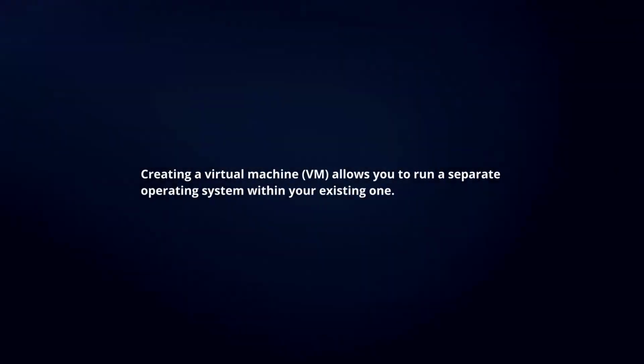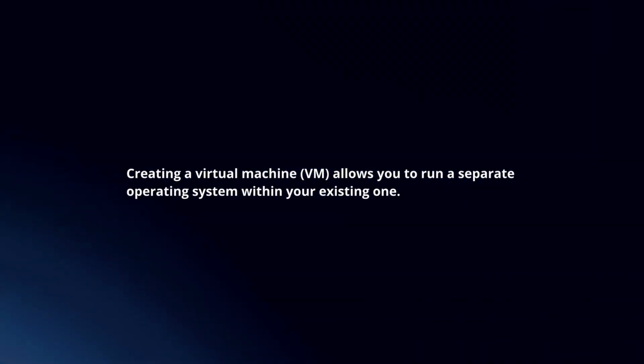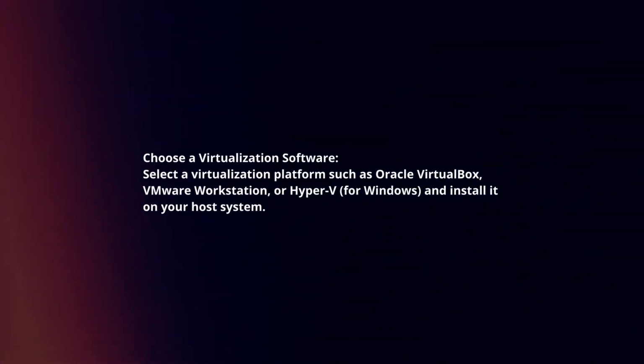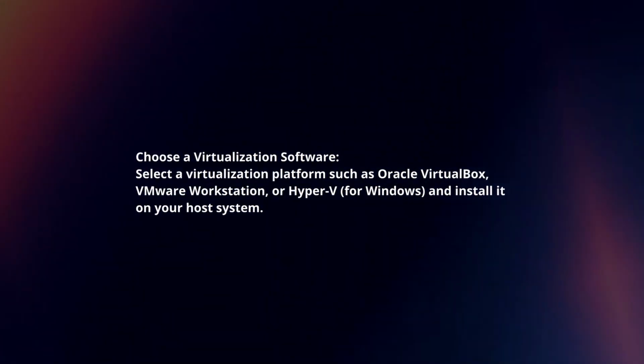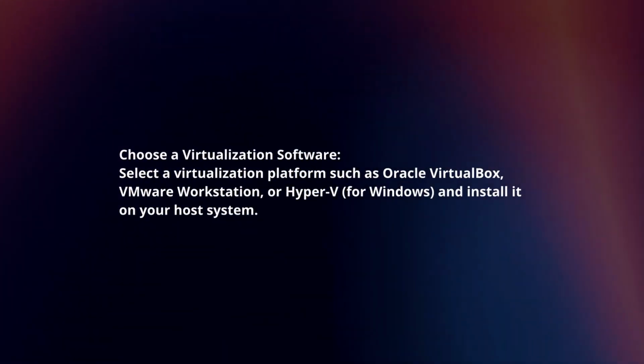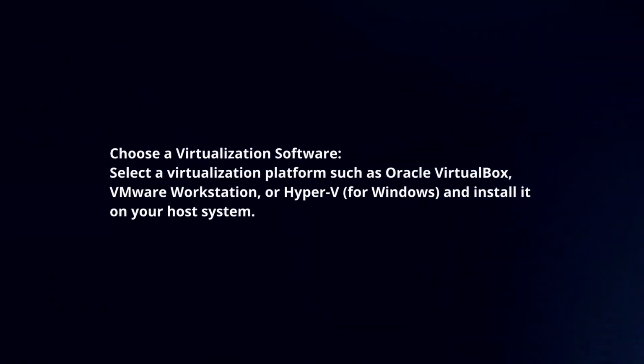Creating a virtual machine allows you to run a separate operating system within your existing one. Here's a concise guide. Choose a virtualization software. Select a virtualization platform such as Oracle VirtualBox, VMware Workstation, or Hyper-V and install it on your host system.